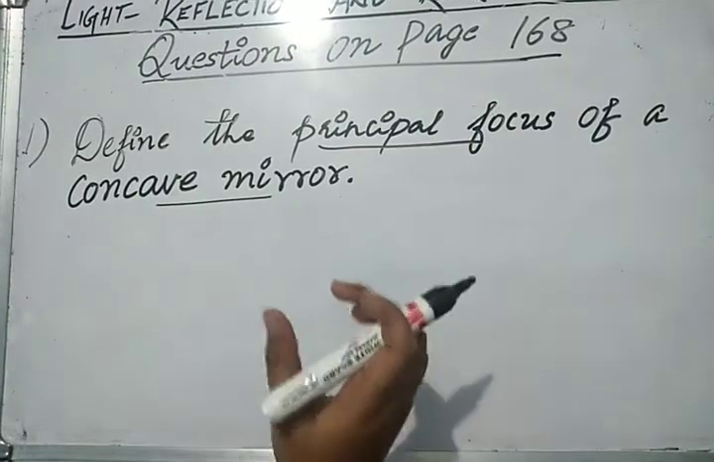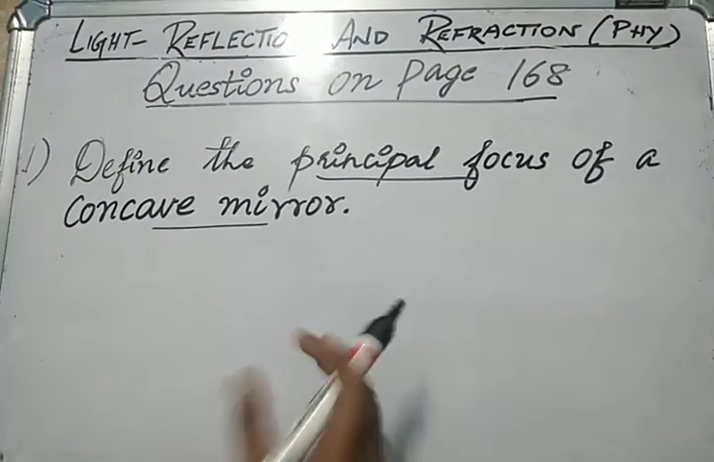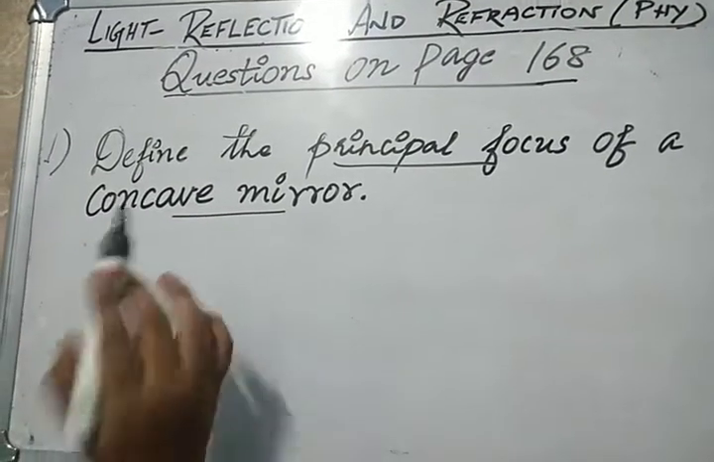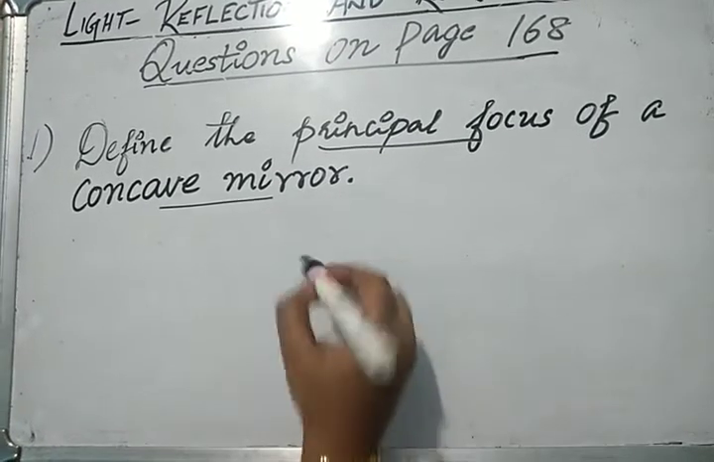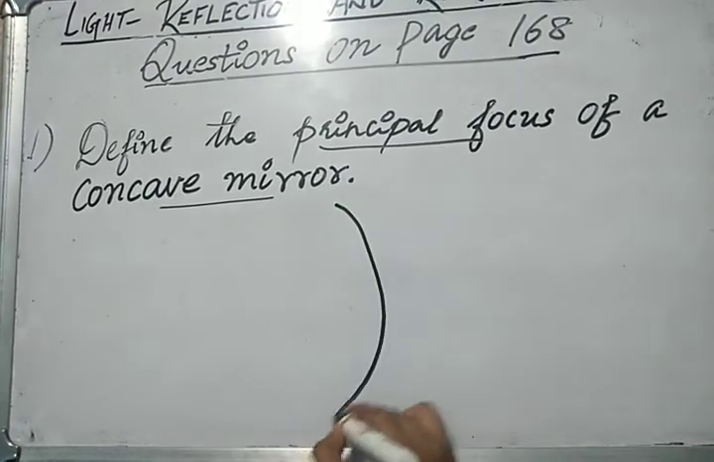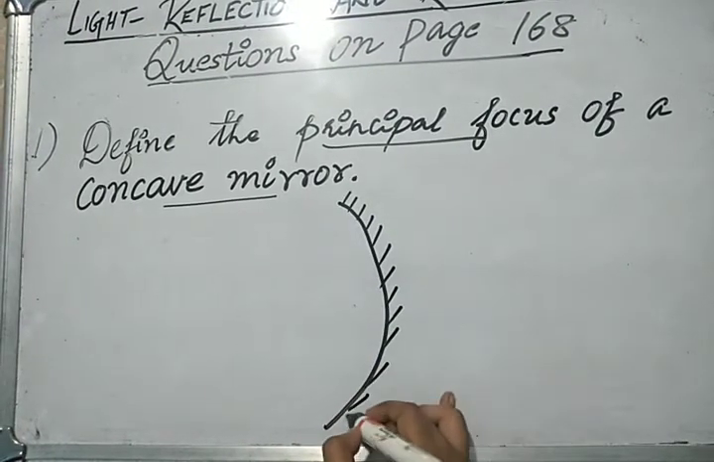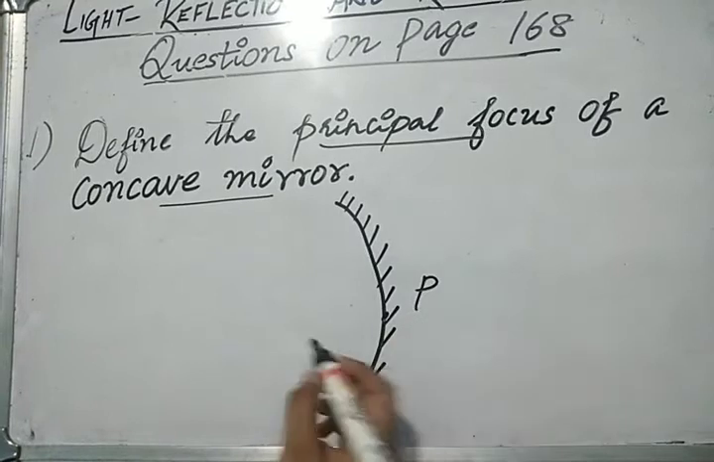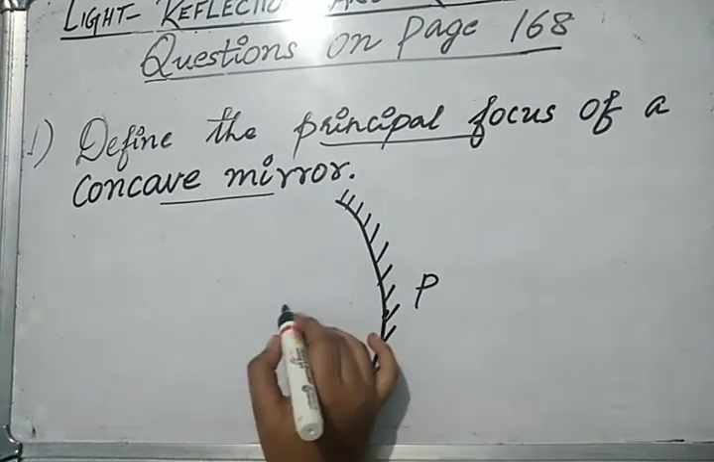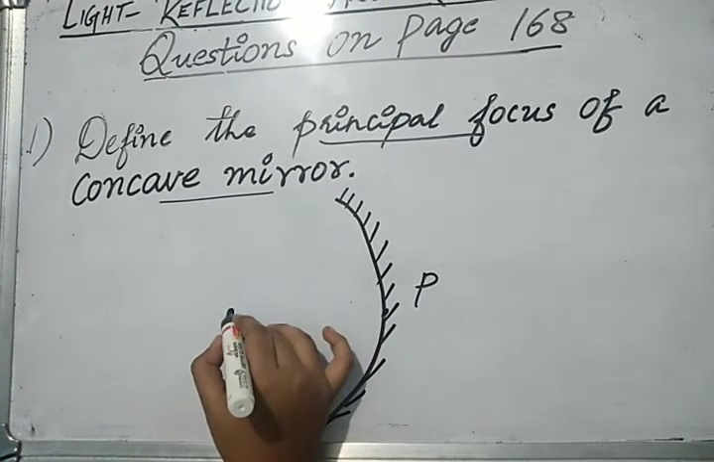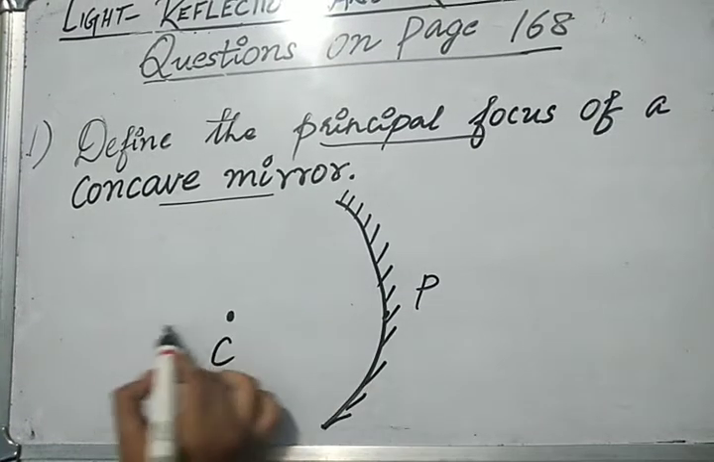So first you should know the concept. What is principal focus of a concave mirror? First let me explain you the concept. Then I'll move on to the definition of principal focus of this concave mirror. So first let me take a concave mirror. This is the concave mirror, and this is the pole. Then this is the center of curvature. Alright, now I'll not tell you where is the principal focus, I'll just show you.